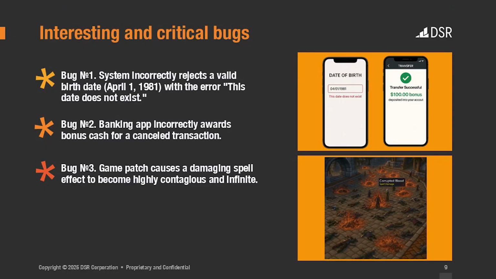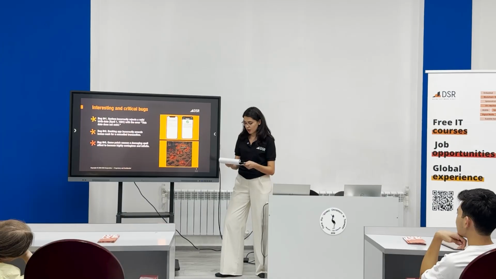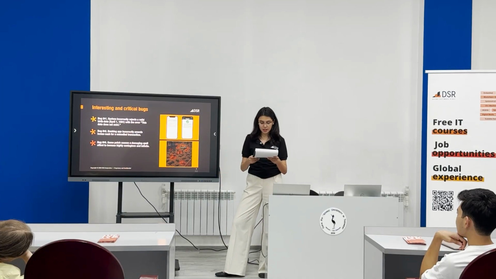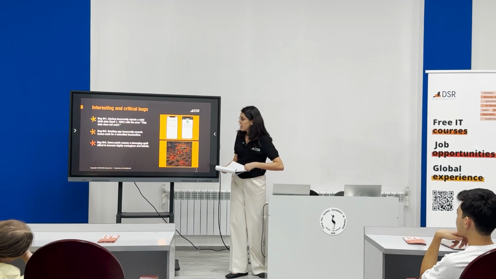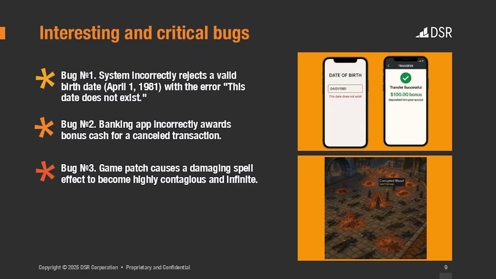And as an impact, we have some users with birthdays falling on dates affected by daylight saving time transitions, like this one, for example. They're unable to sign in. And of course, this leads to poor user experience and loss of potential customers. Next, we have a second bug of a banking app that incorrectly awards cash, bonus cash, for a canceled transaction.